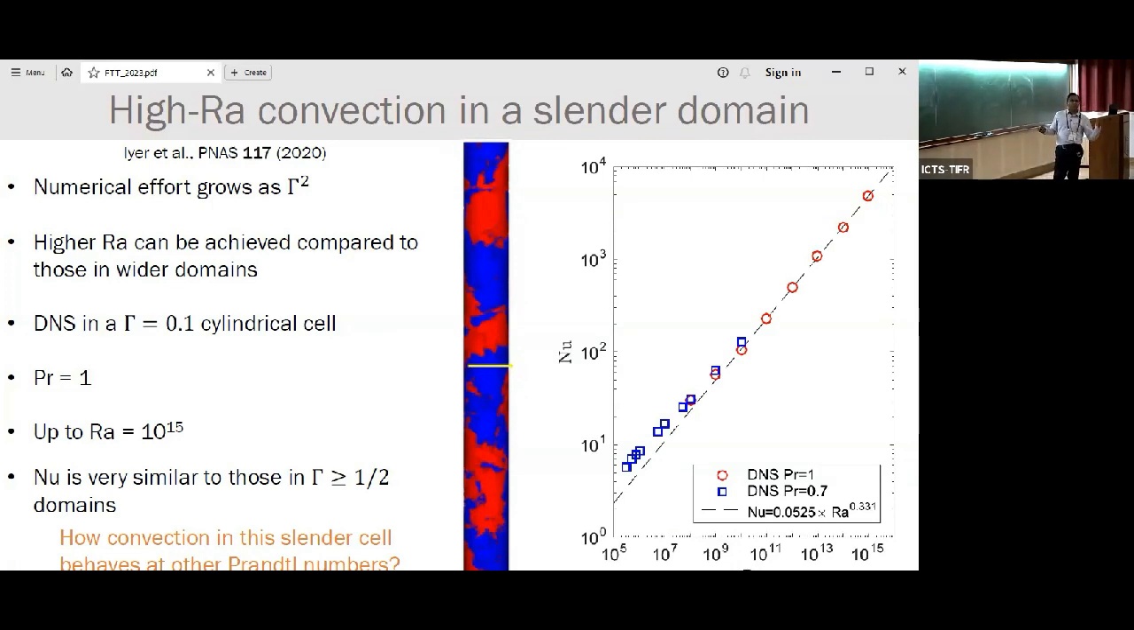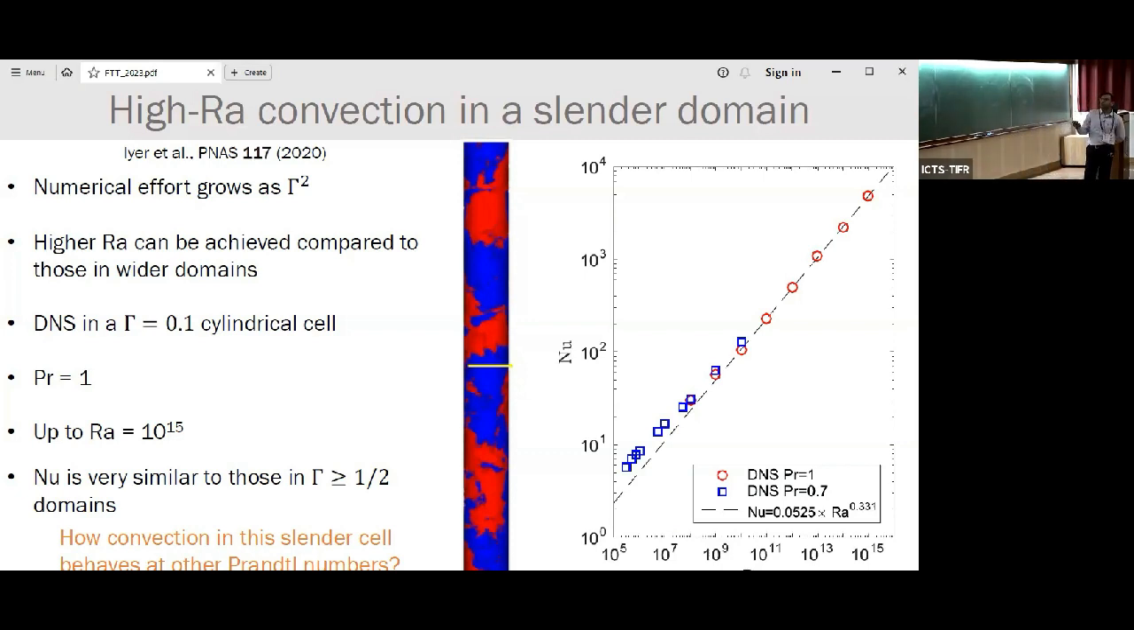Prandtl number is 1, which corresponds to air or some of the gases. So heat transport does not differ a lot, although the Reynolds number, which is the strength of the flow, is suppressed. So this is Prandtl number 1. Now what can we learn from this? Can we generalize this result to low Prandtl numbers? Can we use this kind of geometry to explore low Prandtl number simulations at high Rayleigh numbers? So this is one of the motivations.